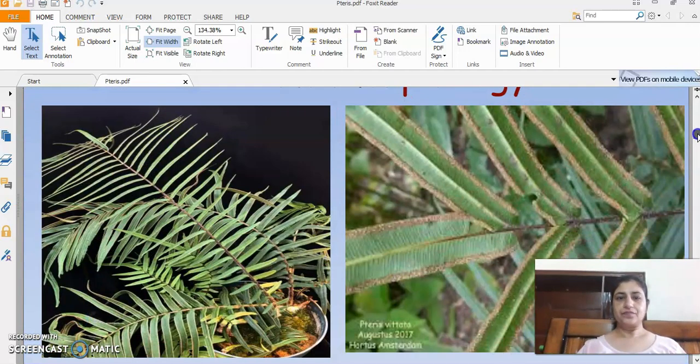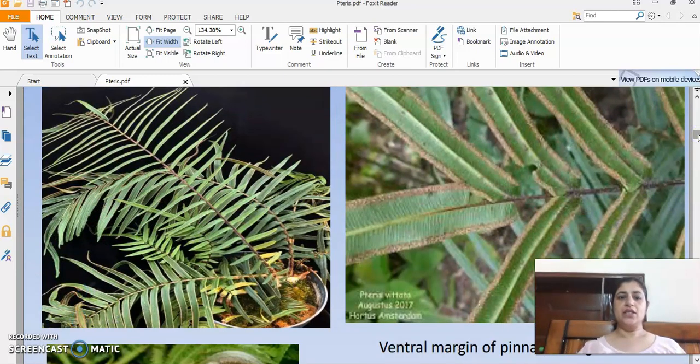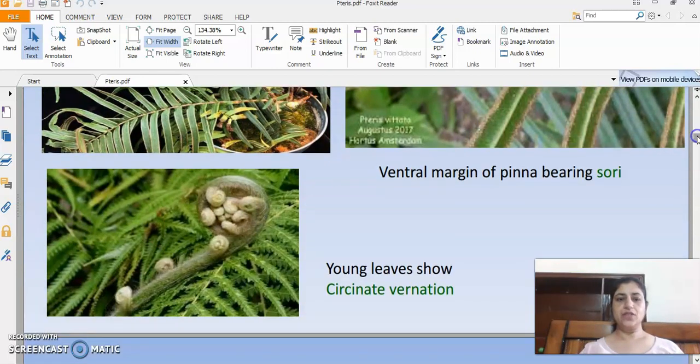Right, so here we have talked about the sporophytic plant body, and here I am showing the pictures of the sporophytic plant body. Here you can see Pteris looks like this, and the ventral surface is bearing sori on the margins. So the picture clearly indicates that. Here you can see what we call circinate vernation, which the young leaves show. This is a kind of protection which the leaves show, right?